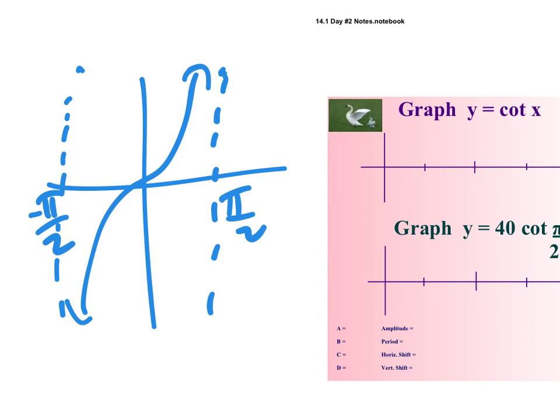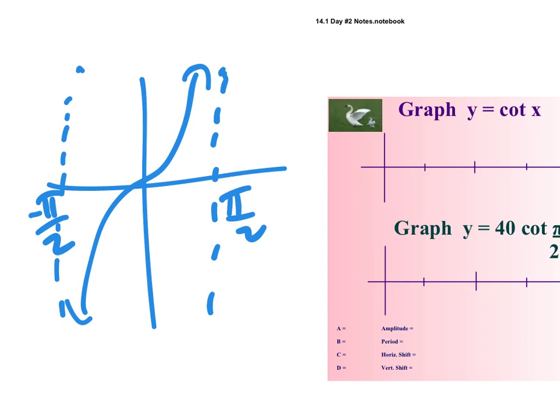Everybody just thinks you just have to flip it over to be cotangent. And that's kind of got an element of truth to it. It is going to look like that, but it's not going to be there. It's going to be somewhere else. Okay, it's going to be shifted over. All right, so cotangent, of course, is related to tangent.